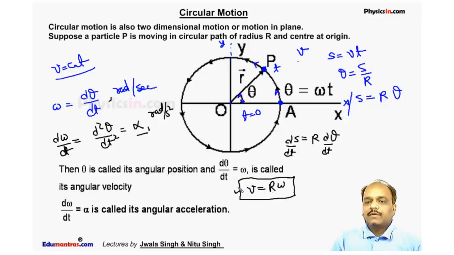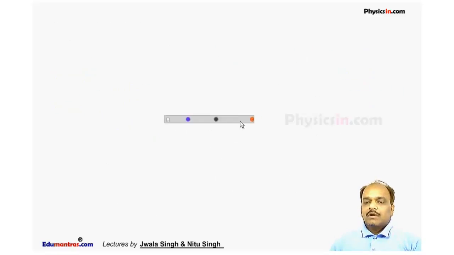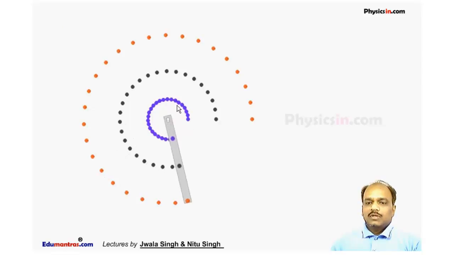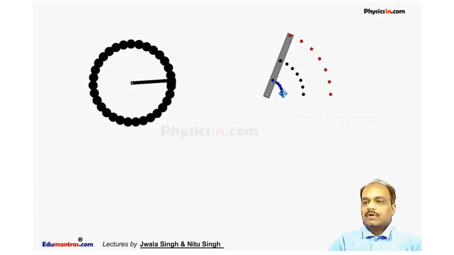Now see this video. When a particle is moving in a circular path, this is a rod which is fixed at O, and these are particles 1, 2, and 3. This rod is rotating in a circular path about O with some constant angular velocity omega. See the motion of these particles. This particle is moving in a smaller circle, this one in a bigger circle, and this one in a still bigger circle.